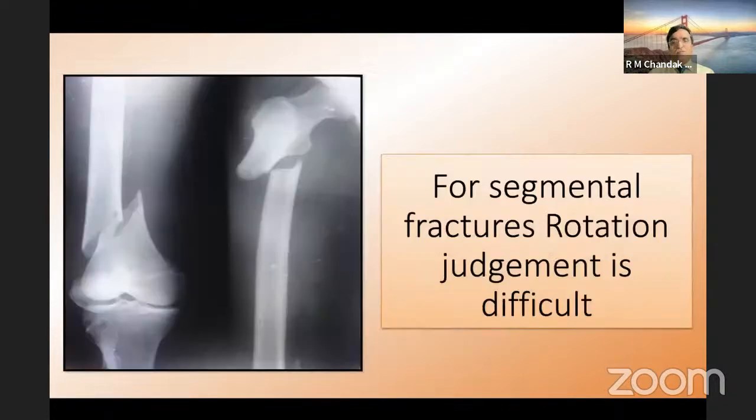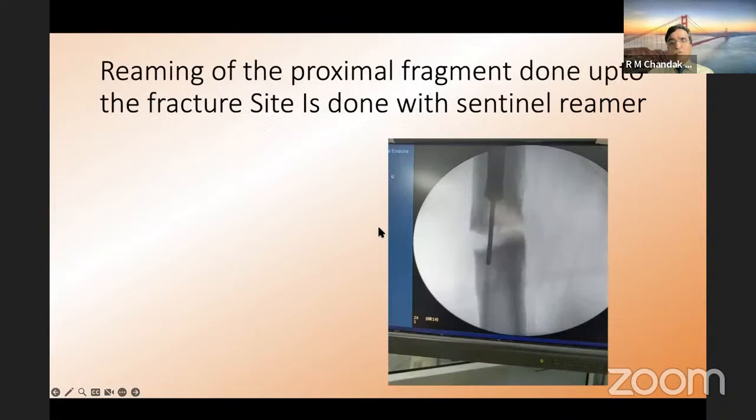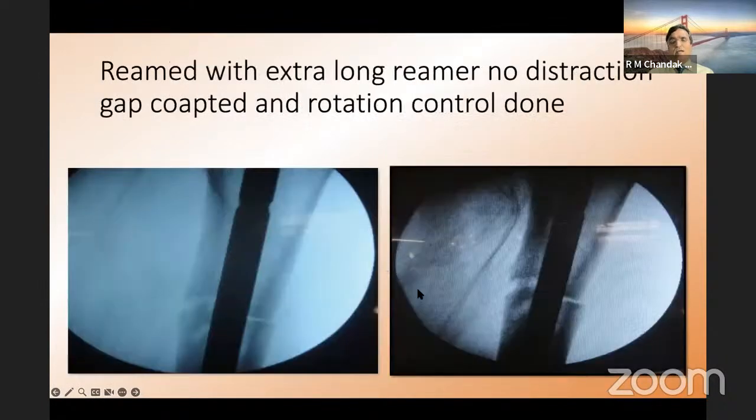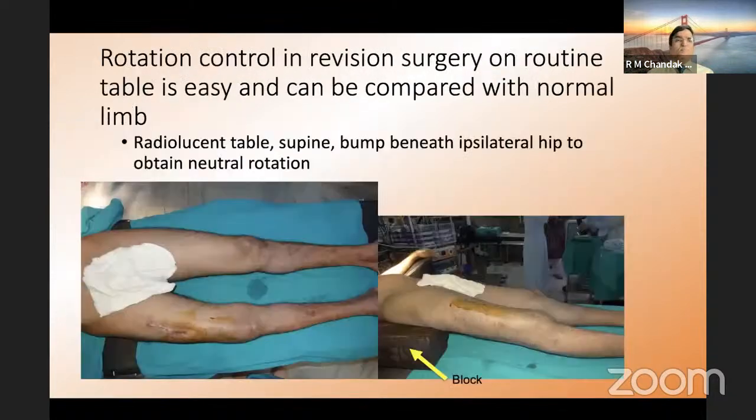This is very interesting to find and not reported in the literature. For a segmental fracture, rotation judgment is difficult. So you have to manage the reduction first and only then the rotational judgment would be fine. If you find the rotational alignment of both fragments is different, you can rotate and negotiate your guide wire and ream. And after reaming, you can adjust the alignment. The knee axis determination by the cortical outline does not usually give the rotational guidelines. However, it gives you the axis determination.